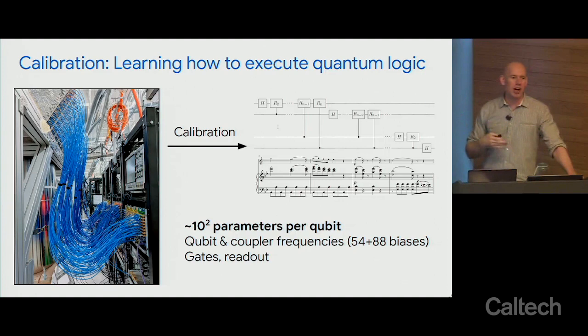We have of order 100 parameters for each of the qubits. We have all these coupler and qubit frequencies we have to pay attention to. Those are all coupled together, so they influence each other. We have to set all of these biases properly. We have to come up with all the amplitudes and frequencies and so forth for all of our quantum gates, and get the readout to work on all of the qubits across the device at the same time. This is daunting. And the way that we make it a little more manageable is by using algorithms.